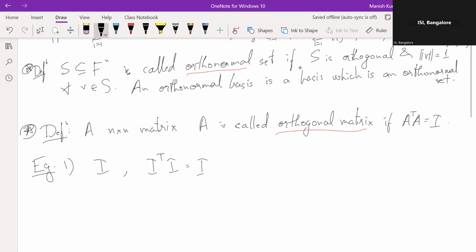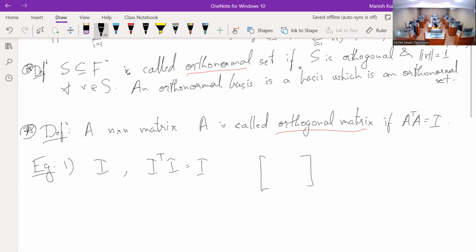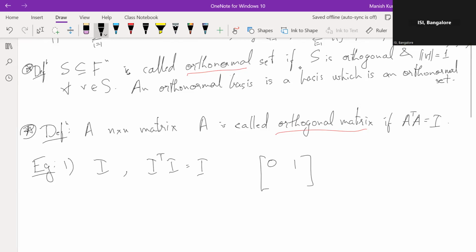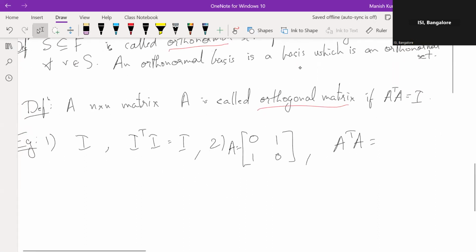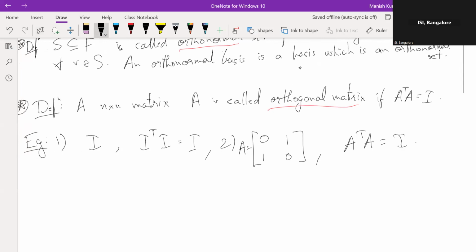Can you give some other examples? Maybe a 2 by 2 matrix. Zero, one, one, zero. It is already symmetric, right? So A transpose is A. So this is another example, let's call it 2. Then A transpose A is the square of A, which is identity.